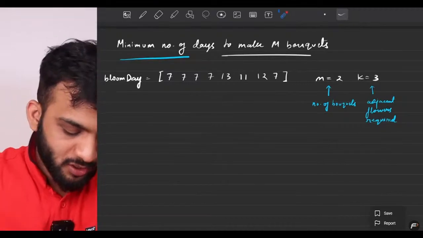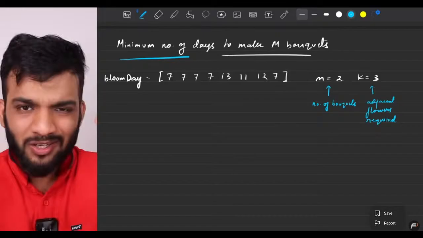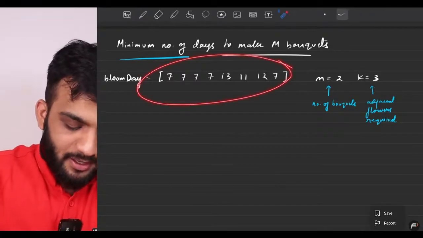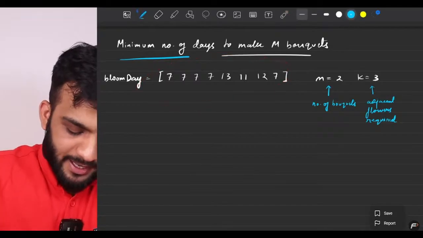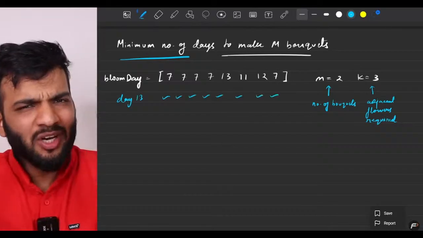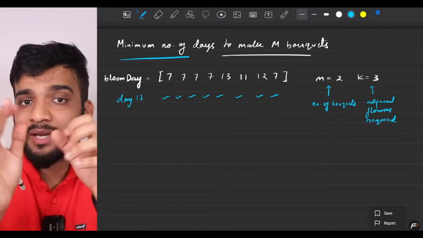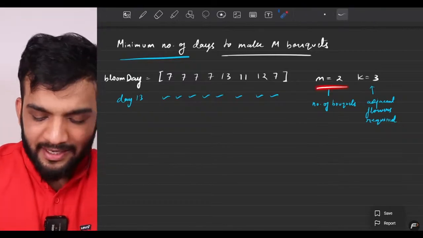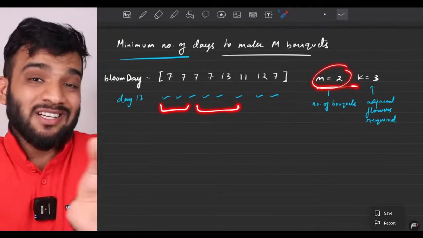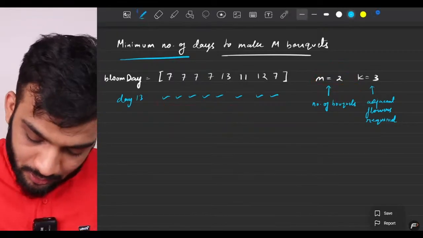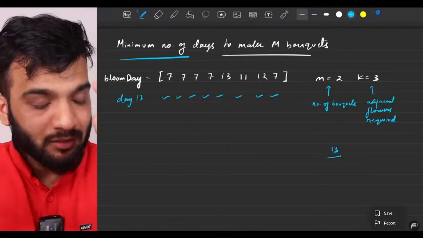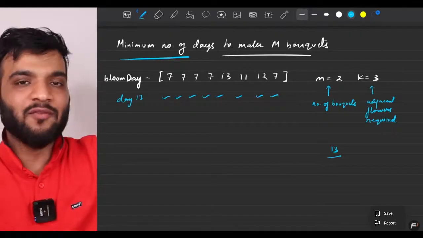If I ask you a very simple question, what is the maximum answer? Like, what's the short answer? Can I say, if I look at the array, and if I take the day 13, everything will be bloomed. I can surely say that if I take the day 13, everything will be bloomed. And if everything is bloomed, I need 2 bouquets. I'll just pick up the first 3 adjacents, and that is possible. So one thing I know for sure is 13, whatever is the maximum value in the array, that's definitely going to be one of my answers.